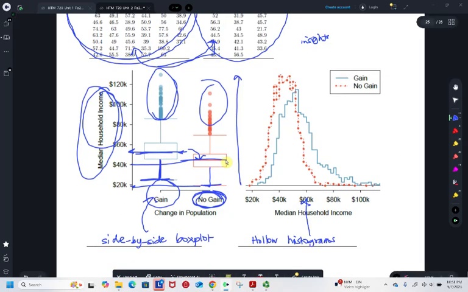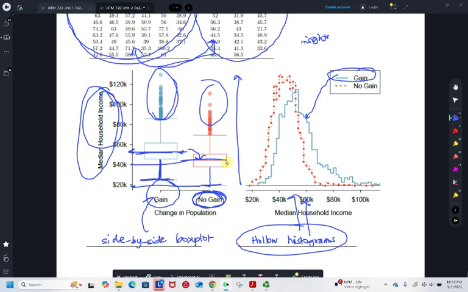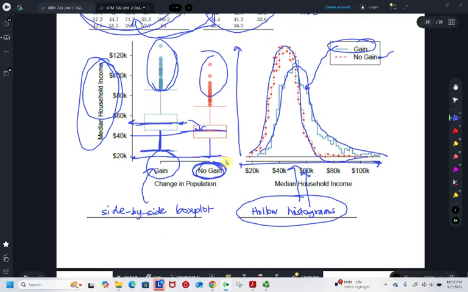On the other hand, if we're using hollow histograms, we can also extract similar insights. So we have the histogram for those counties that have seen a population gain, and we can see that from left to right in that orientation, they are a little bit further ahead than those counties with no gain, which is the red one. So we can readily tell that, on average, counties that have seen population gain seem to have a higher median household income.